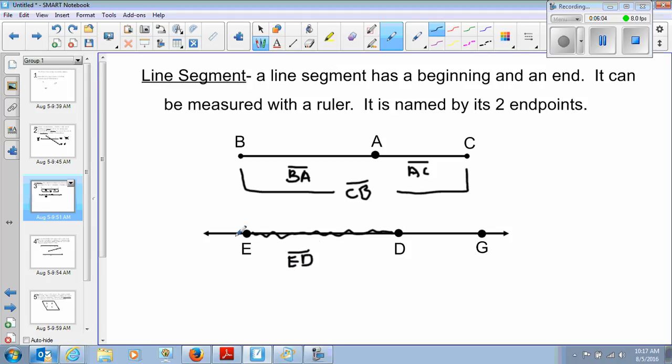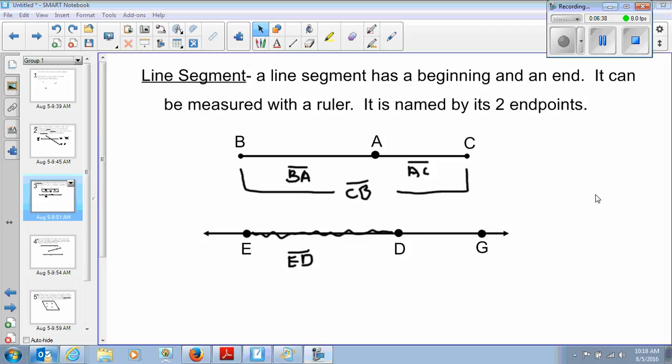Yes, there is a line there, but if I just want to talk about that section, I could say line segment ED. Now, if I said ED, but I threw up this right here and put arrows on the end, then I would actually be talking about line ED, which would be that whole thing extending forever. So even if it looks like a line, you can still always name line segments within that line. You're just talking about, hey, I want to talk about this part that starts here and stops there.